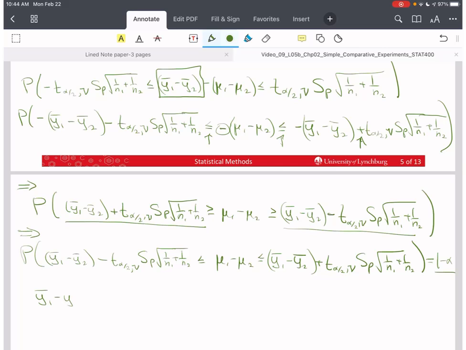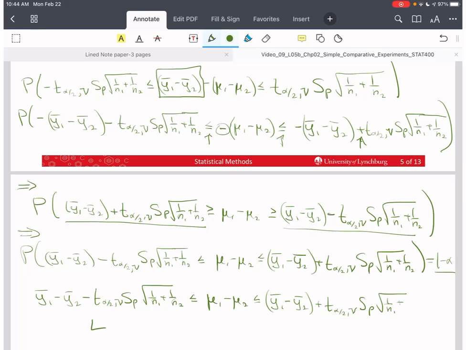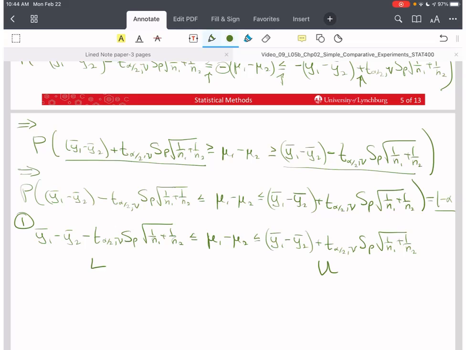y1 bar minus y2 bar minus t alpha over 2 nu s sub p square root of 1 over n1 plus 1 over n2. That's the bottom value, the lower value. This is L. And this, the upper value, is y1 bar minus y2 bar plus the same quantity, t alpha over 2 nu s sub p square root 1 over n1 plus 1 over n2. And this is U. So this is the first way to write the confidence interval.